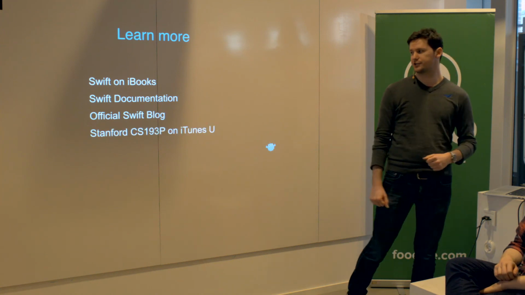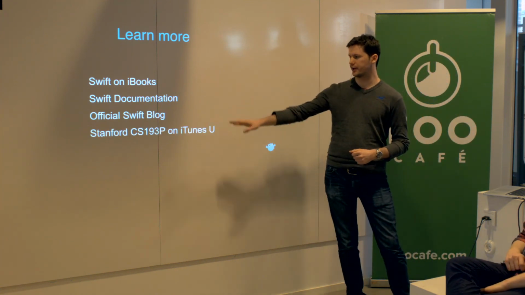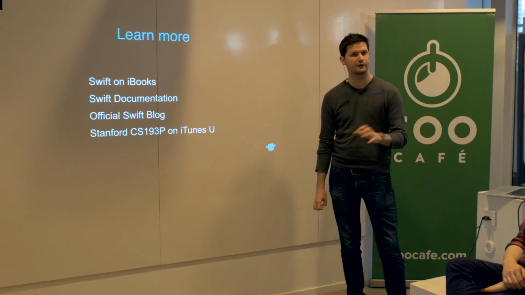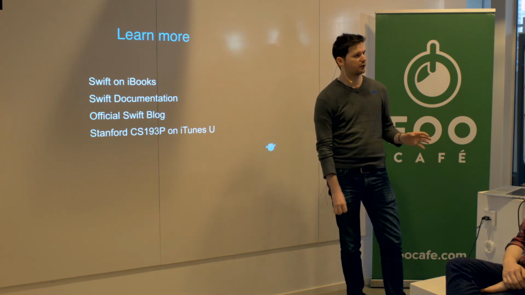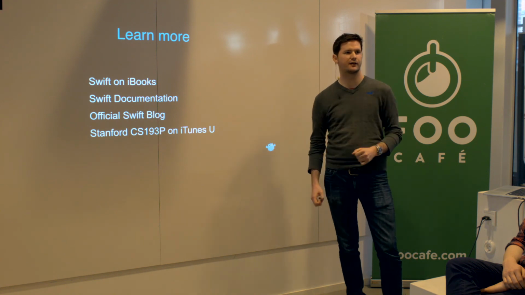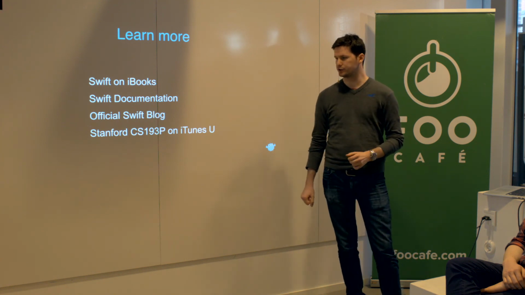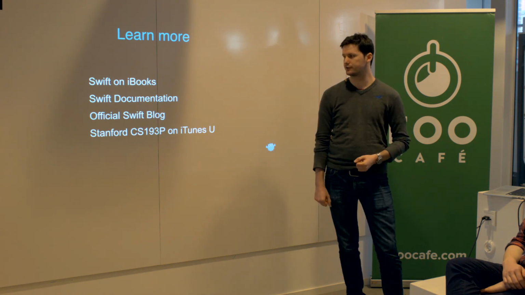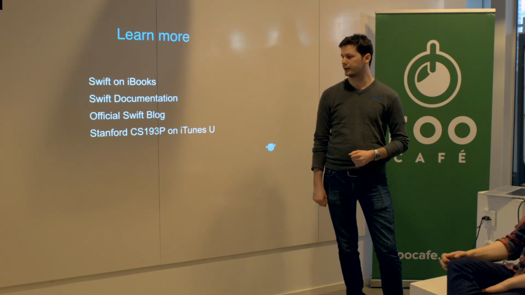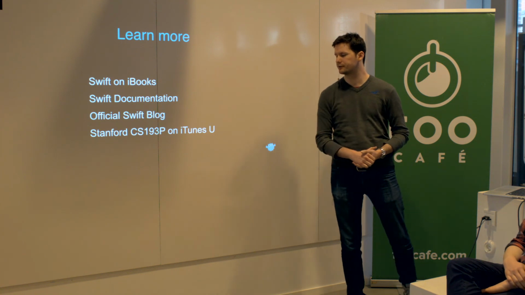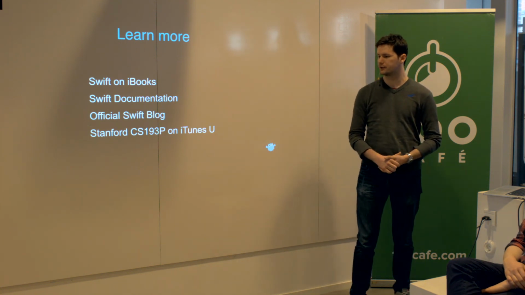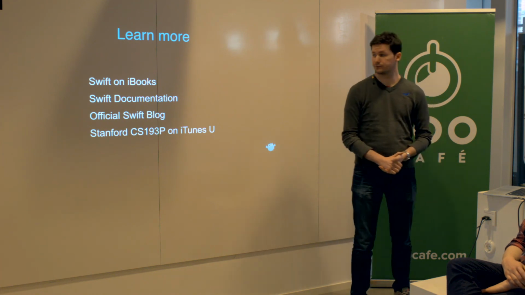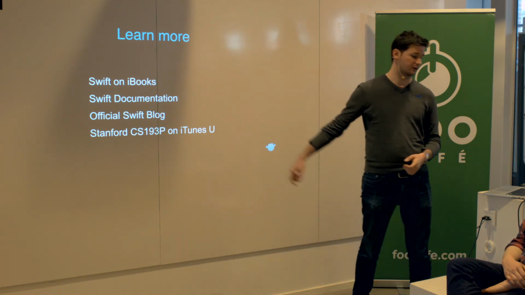On iTunes U, there is this course called Stanford CS193P. It's a free course you can attend. Unfortunately, you won't get a diploma unless you attend in person and apply to Stanford. But you can look at all the videos and all the materials on iTunes, and it's free. It's really, really good. The guy holding it does that every year. This year is the first year with Swift, of course. And he's very, very competent. I recommend that especially.